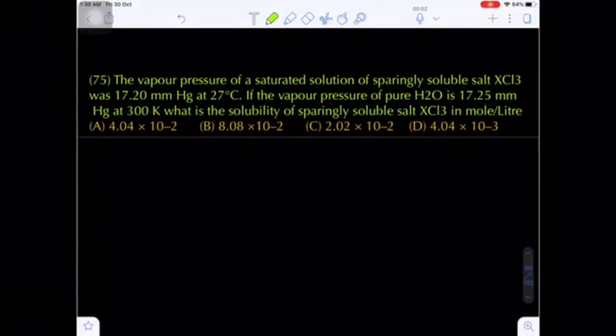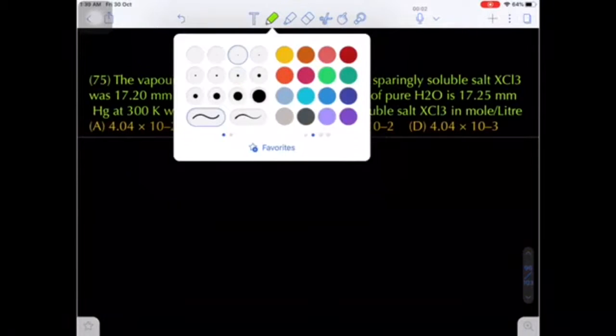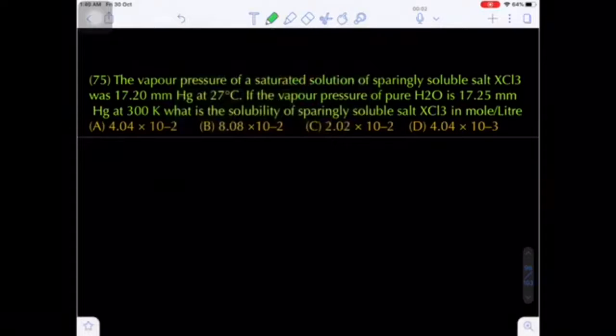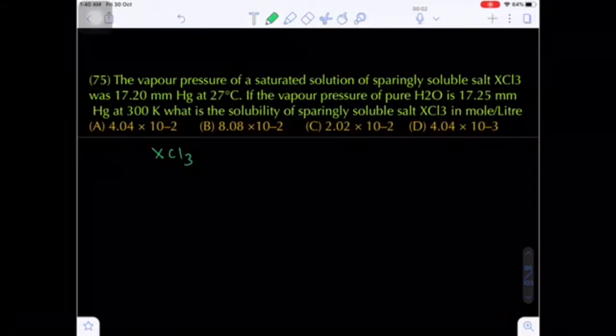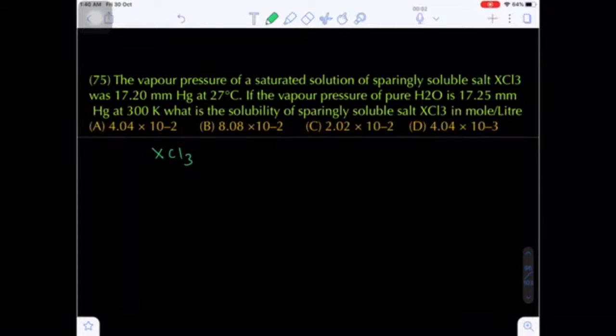Okay. Now question number 75. The vapor pressure of a solution of a sparingly soluble salt XCl3 was 17.2 mm of Hg at 27 degrees. If the vapor pressure of pure water is 17.25 mm of Hg at 300 Kelvin, find the solubility of the sparingly soluble salt XCl3 in moles per liter.